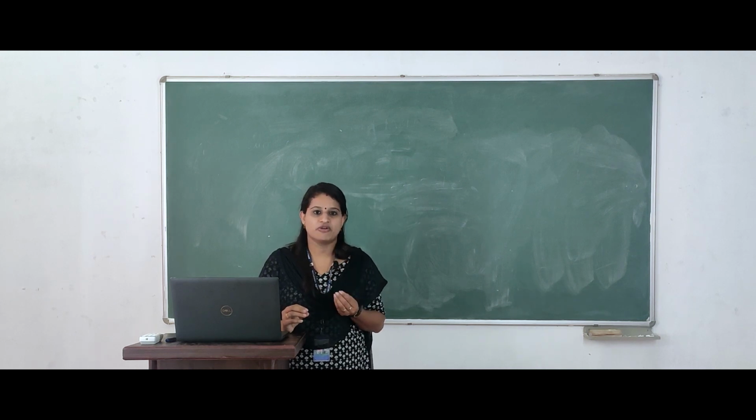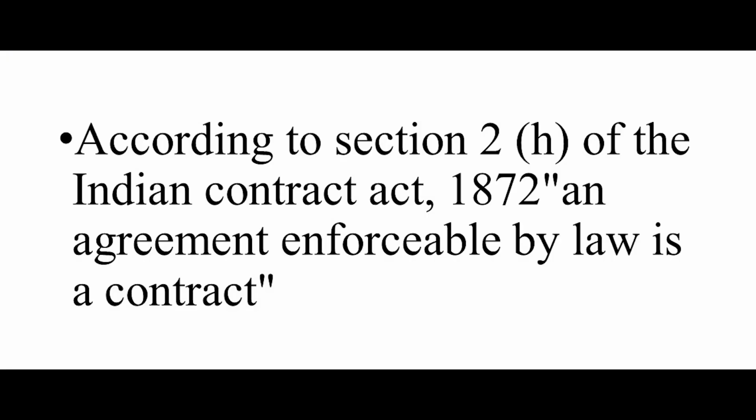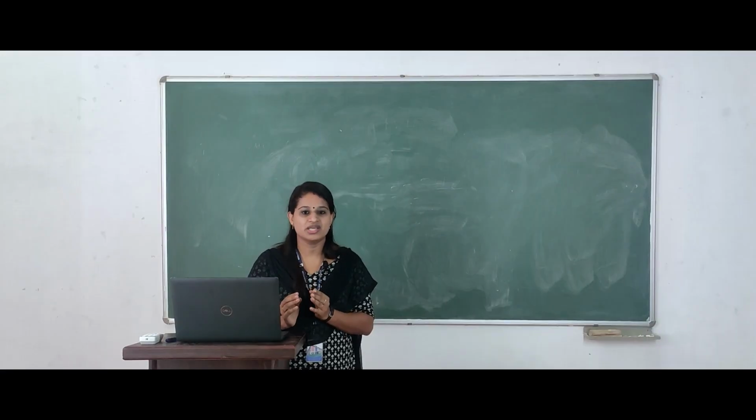Then what is the definition of contract? As per Section 2(h) of the Indian Contract Act 1872, a contract is an agreement which is enforceable by law. That means there are two things: an agreement, and then enforceable by law. Enforceable by law means enforceable through the court of law.